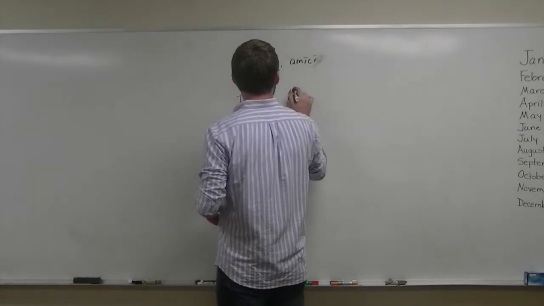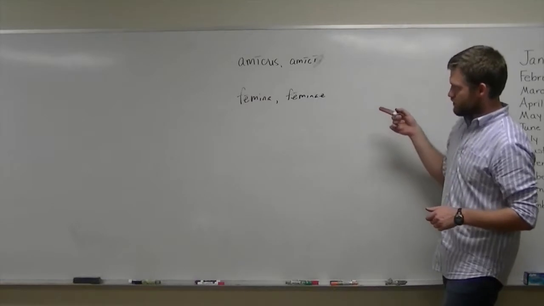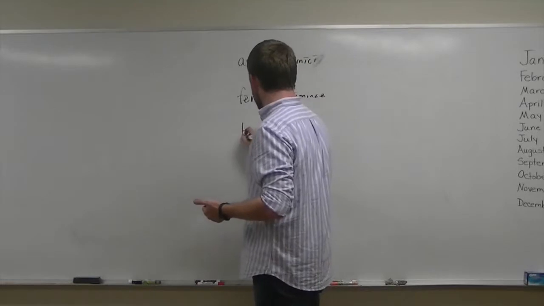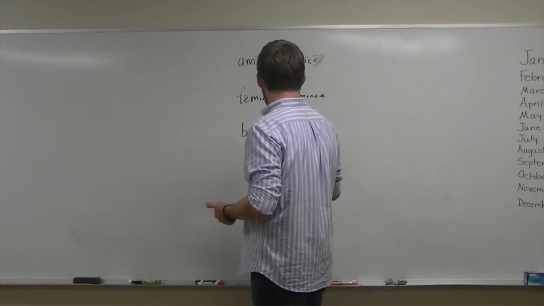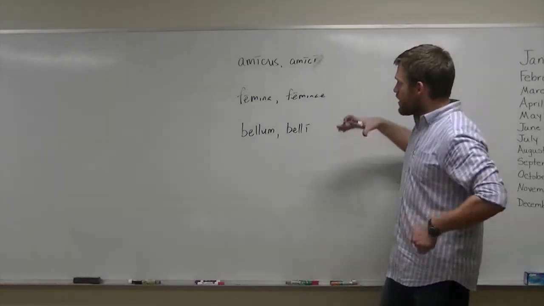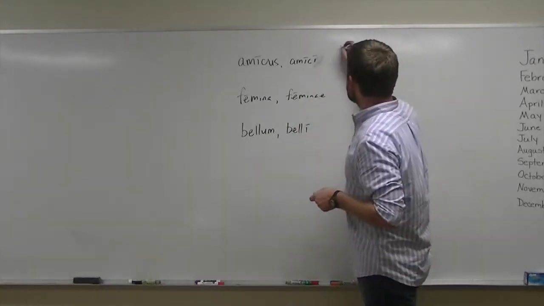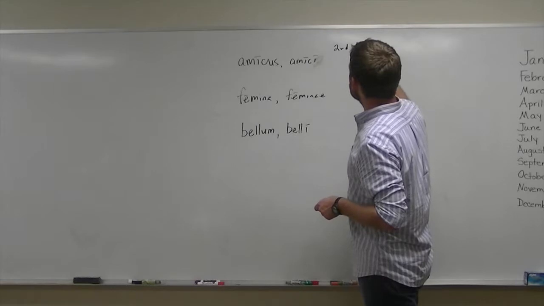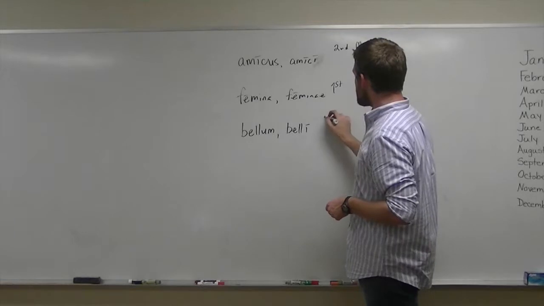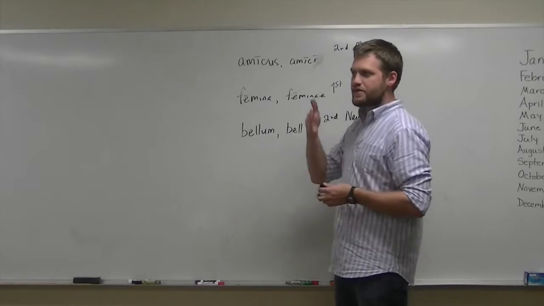Same thing: femina, feminae. What declension pattern is femina, feminae? First declension, feminine. And then one more, let's say, bellum, belli. Neuter. Second declension, neuter. Okay? So these are all nouns, and nouns are set in their ways. Just to be clear, this is second declension masculine. This is first declension feminine. And this is second declension neuter.